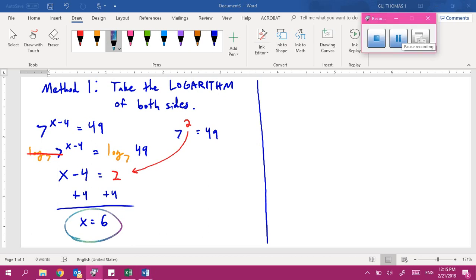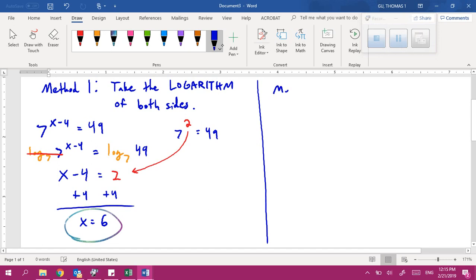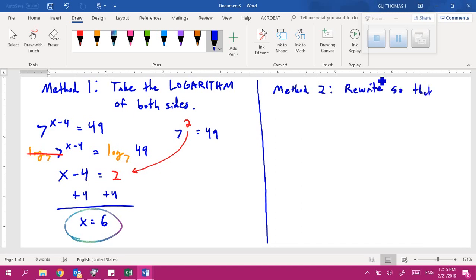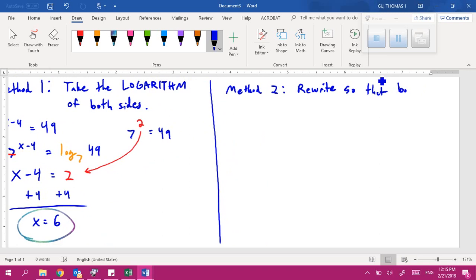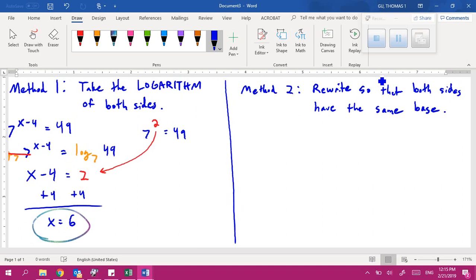All right, let's take a look at method 2 then. So method 2. On method 2, we're going to rewrite so that both sides have the same base. And just to really show that this is the exact same answer that we get the first time, we're going to use the exact same example. 7 to the x minus 4 equals 49.